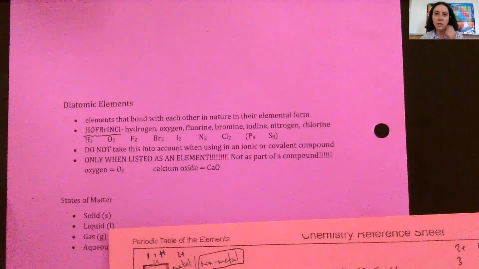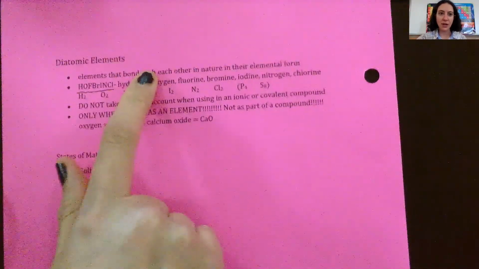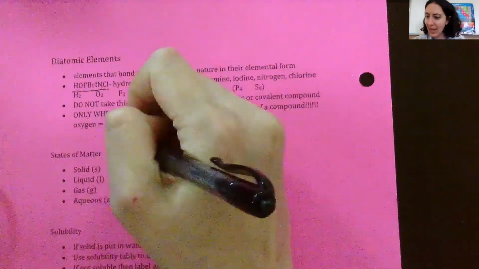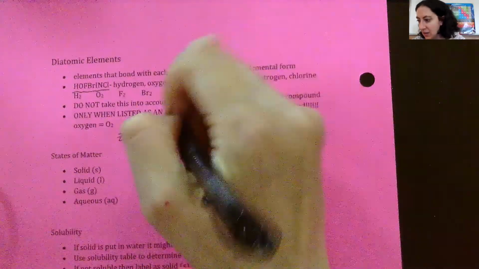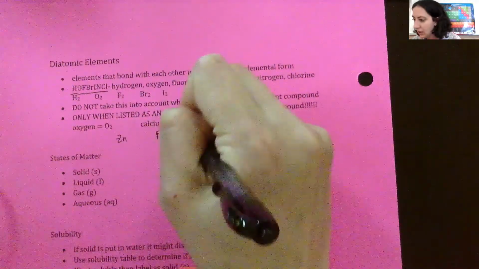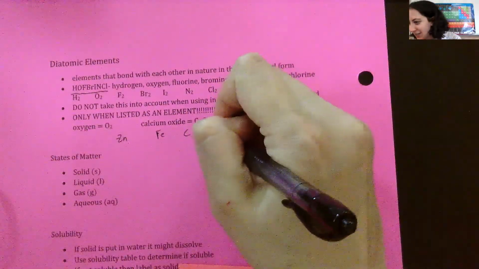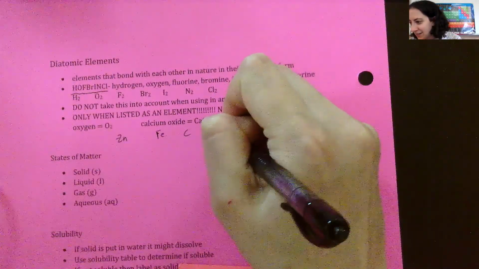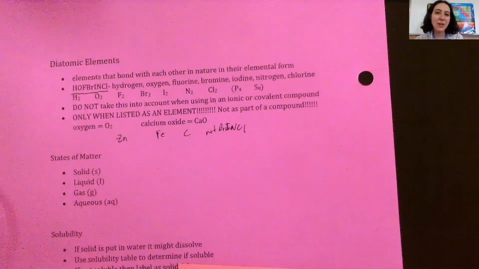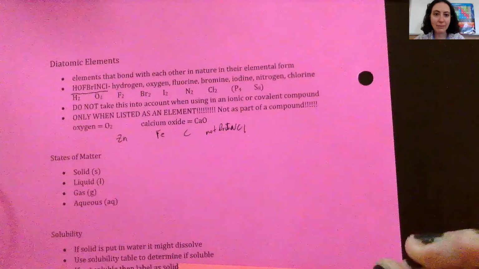Okay. Next thing is the states of matter. So we're on the back page of the notes, diatomic atoms, Hofbrinkel, etc. You'll notice that something like zinc or iron or, what else? Carbon, those are not brinkles. I had a student who called them a not brinkle once, and I thought that was kind of cute. Those are not Hofbrinkels. They're just by themselves, but oxygen is that way.